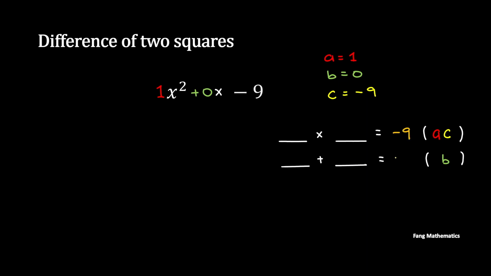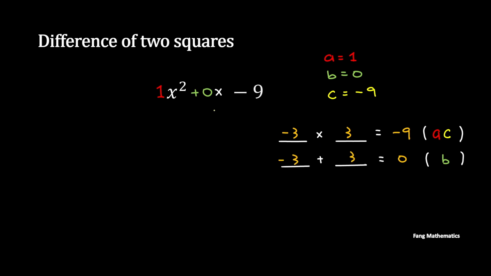And the sum of two numbers gets you B, in this case 0. You are to think of a combination of numbers that satisfy this condition. So if you refer to the product, it is a negative number, so the two numbers are of the opposite sign. And if you refer to the sum, they must be the opposite number of one another, so the sum is 0. So you can think of minus 3 and 3, and that is straightforward.